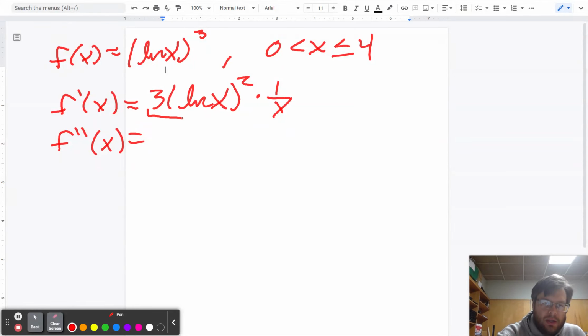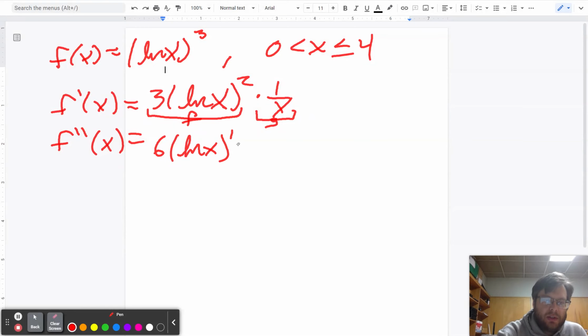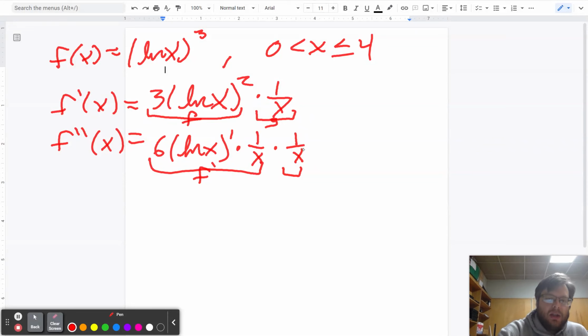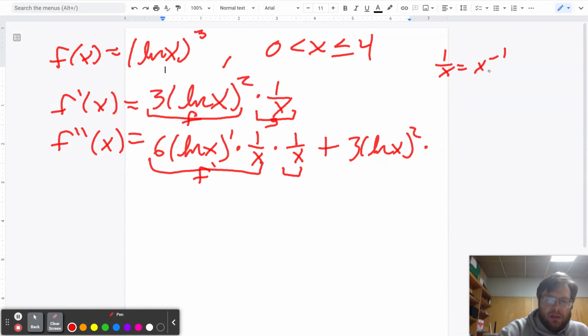So I'm going to do f and g. We're going to do the product rule. So f prime is 6 natural log of x to the first times the derivative of the inside function, times g. So this is f prime, this is g, plus f times g prime. Just remember that 1 over x is x to the negative 1, and you'll see that g prime is negative 1 times x to the negative 2.